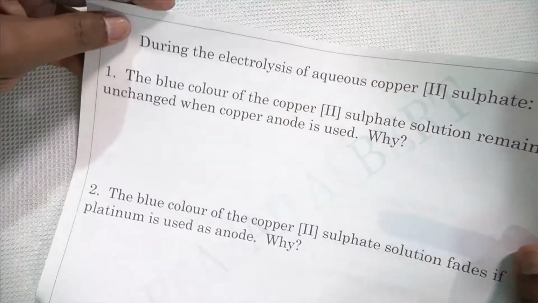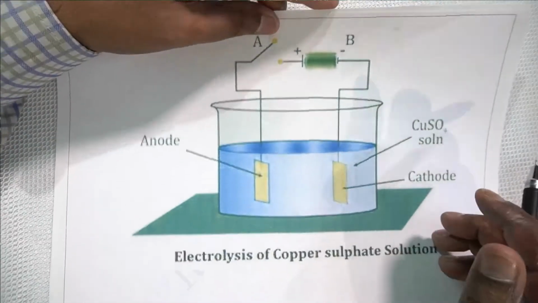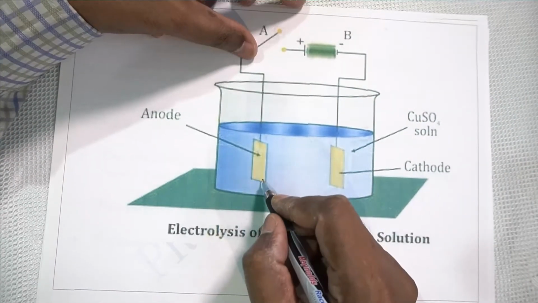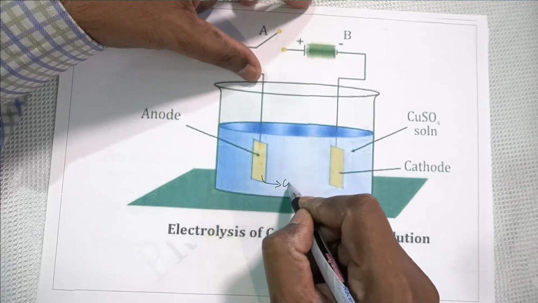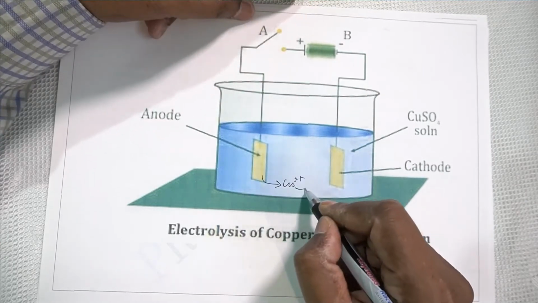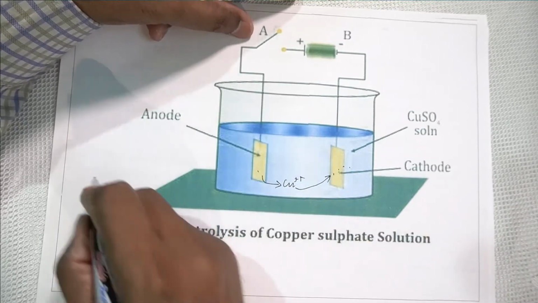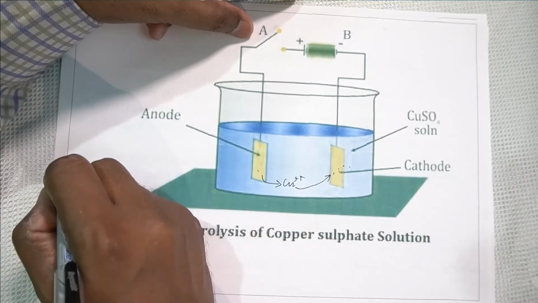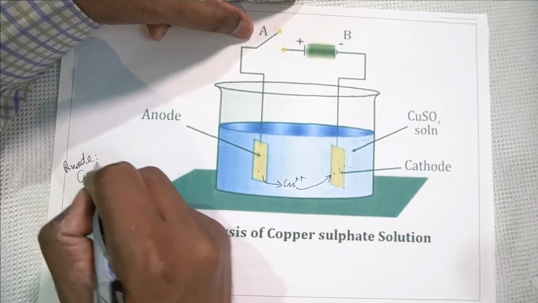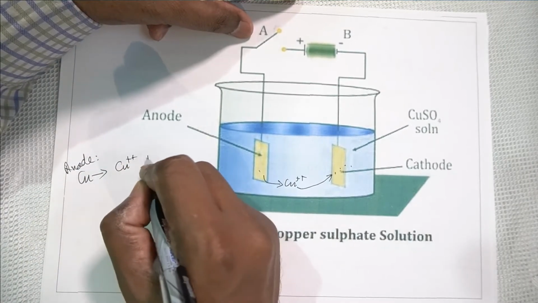Now let us understand this during the electrolysis of aqueous copper sulfate solution. Let us first see the diagram. Now see here, the anode, if it is copper, it gives out copper ions. The copper ions are going to the cathode and getting discharged here. That is copper at the anode. What is happening at the anode? The copper is giving Cu2+ and 2 electrons.